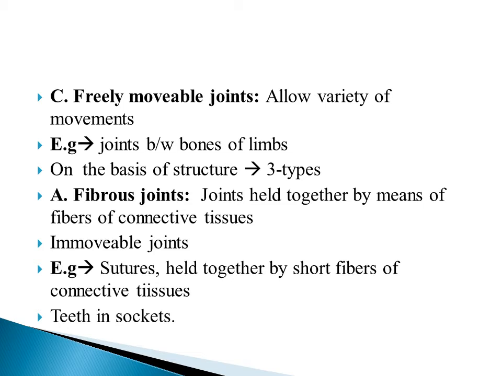The third type of joints are the freely movable joints. As their name shows, they allow a variety of movement in many directions. For example, the joints between bones of limbs.